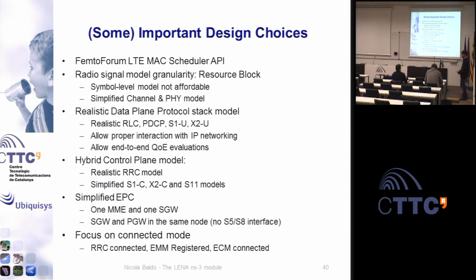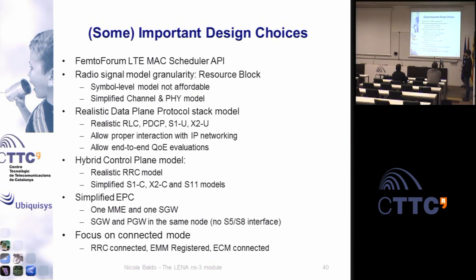Then other important choices we made are, first of all, that at the radio level we model wireless signals with the granularity of a resource block. So we do not go to the symbol level. The reason we don't do it is it's too complex to do so. It would require implementation of the whole signal processing, and then simulation would take forever. Because of this, we have a simplified physical layer model, and the channel model is, of course, designed to work with this physical layer model.